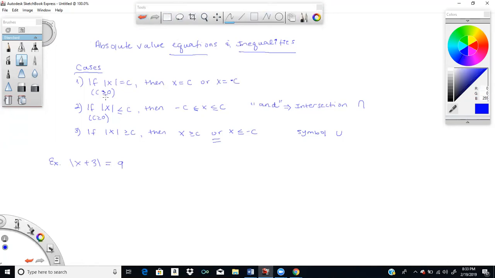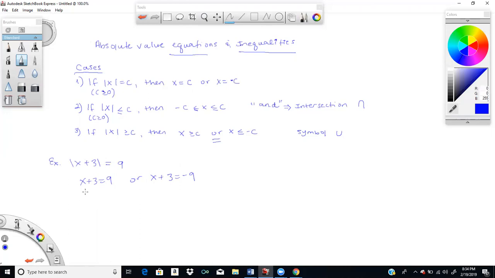If c is negative, then it's no solution because the absolute value of any number, positive or negative, is just positive, so it's not negative. So that's why you can't have an absolute value equal to a negative, because that's not true. It's not valid. So now from this absolute value equation, you create two equations. So this means that x plus 3 is equal to 9, or x plus 3 is equal to negative 9. Okay, so you drop the absolute value and it becomes two equations, and then you solve the equations.